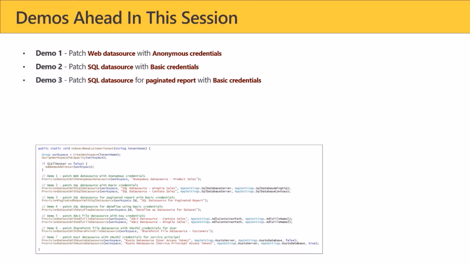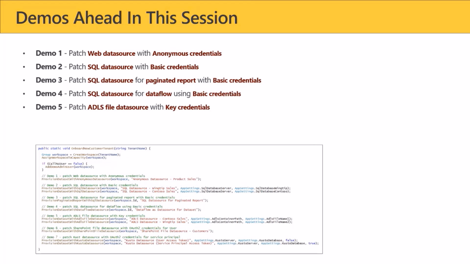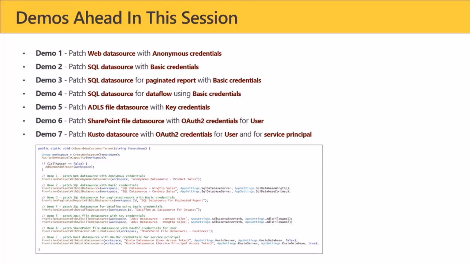Yeah. We're also going to patch credentials, not just for a data set, but what if you had a paginated report that connected directly to SQL? There's no Power BI data set involved, but you're still able to set the credentials. How about if you have a dataflow, and your dataflow is connected to a SQL data source? Once again, all this is available to accomplish programmatically, so you can automate things instead of doing them by hand. We have an Azure Data Lake storage file, and we're going to work with key credentials. Also, there are two cases where we're going to work with OAuth credentials, at the very end.